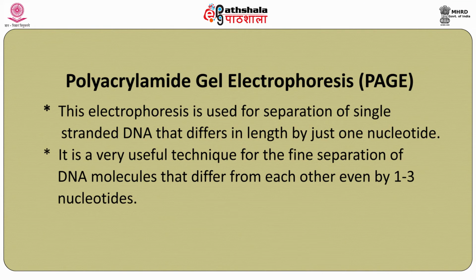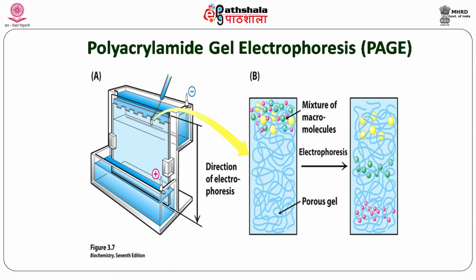What is polyacrylamide gel electrophoresis? You know it's otherwise called PAGE. This electrophoresis, which is commonly used, is used for separation of single-stranded DNA that differs in length by just one nucleotide. It is a very useful technique for the fine separation of DNA molecules that differ from each other even by 1 to 3 nucleotides. It's quite interesting, isn't it?